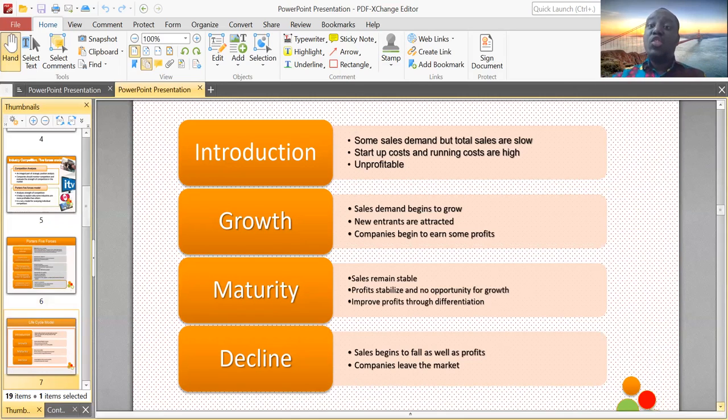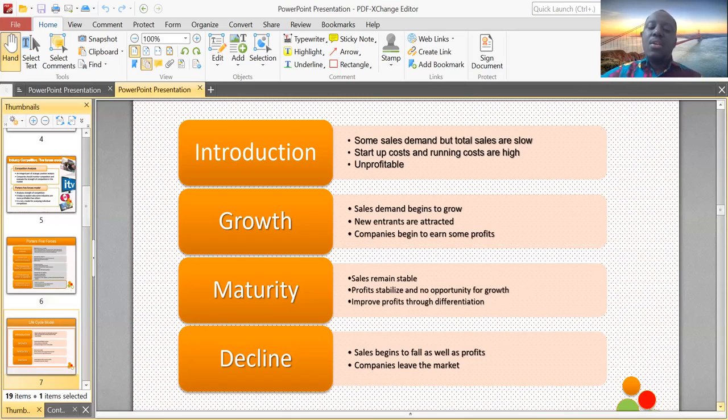Then you also move on to the maturity phase, where sales become stable. You don't see very high growth as you saw in the growth phase. Sales have become stable and profits stabilize, basically. Things begin to stabilize and there's little opportunity for growth. The way you can improve profits at this stage is through differentiation. You have to differentiate your product in order to make some profits, and in order to be distinct from the competition.